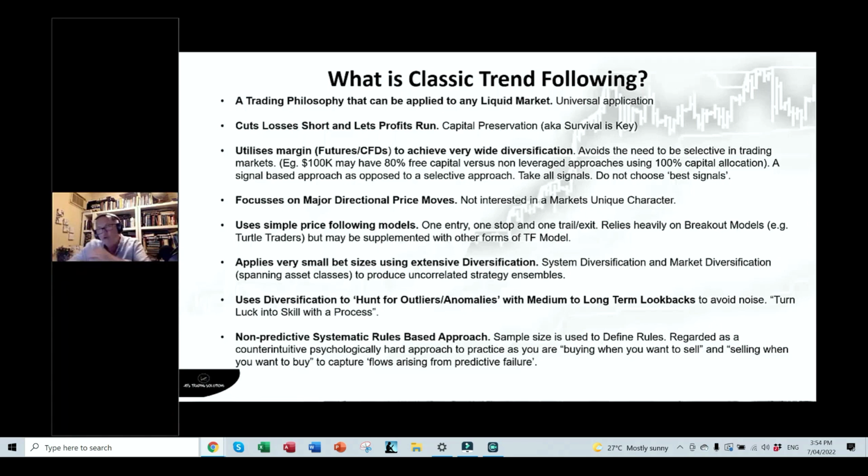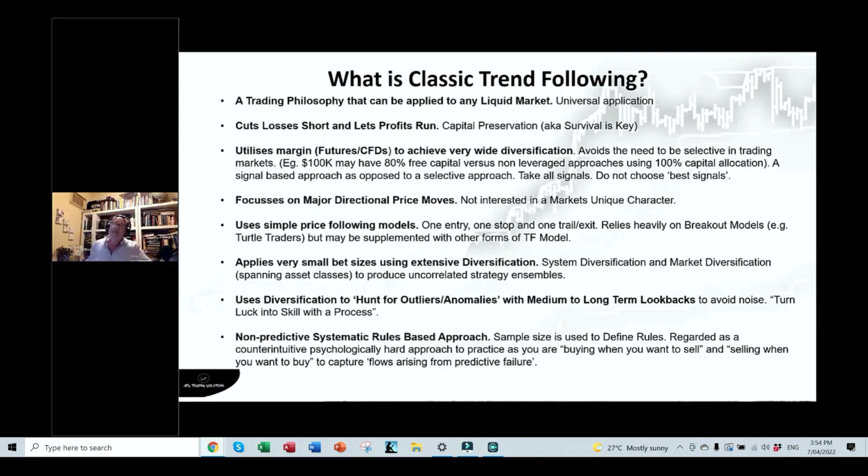We also use fairly long-term lookbacks, medium to long-term lookbacks, with all of our systems. In other words, we're not looking at any normal, average, everyday trends. We're not interested in them. We're interested in these huge magnitude directional moves, and the lookbacks of our breakout models and our moving average crossovers are between 100 to 300 days, because we're looking for these infrequent signals that are major material events.